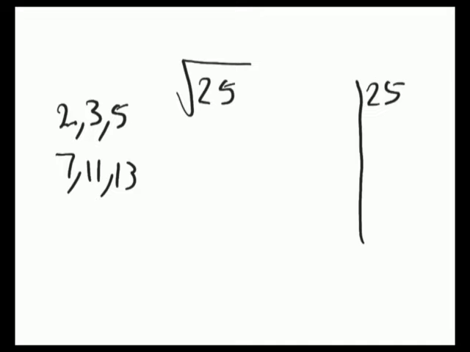Okay, let's start with 25. The smallest prime number we can divide by is 5. So 25 divided by 5 is equal to 5. Then we divide by 5 again, equal to 1. When you reach 1, you stop.